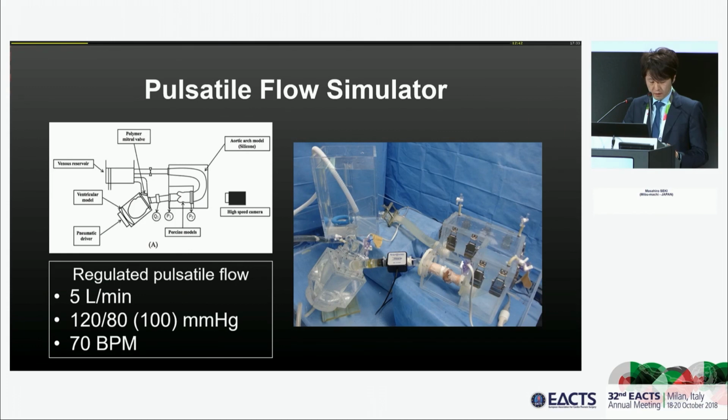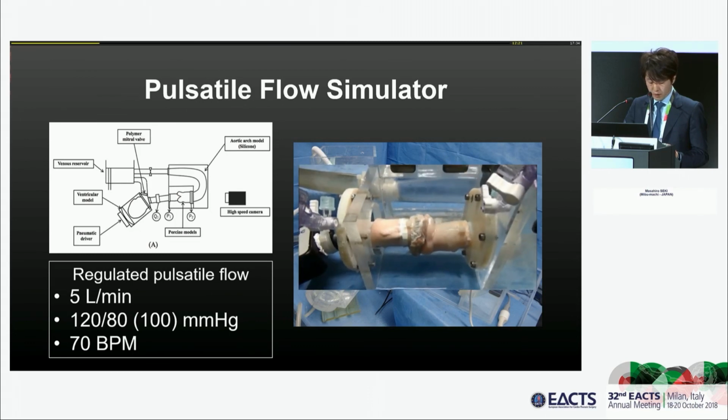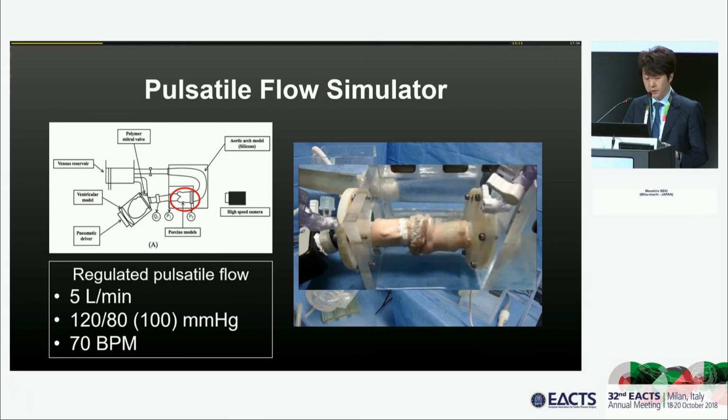Here's the schematic and the actual picture of the pulsatile flow simulator system. The system consisted of a polymer mitral valve and ventricular model with a pneumatic driver, and a high-speed camera was set on the distal side of the valve to assess its motion. The flow was regulated to 5 liters per minute with a mean arterial pressure of 100 and a heart rate of 70 BPM. Porcine models were attached to the circuit and studied in turn.